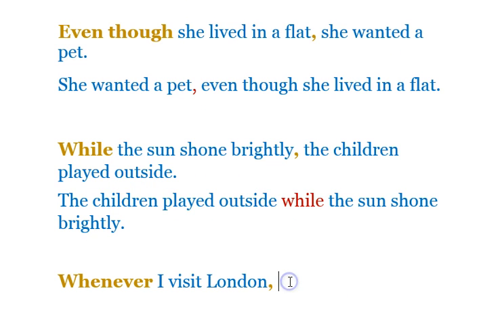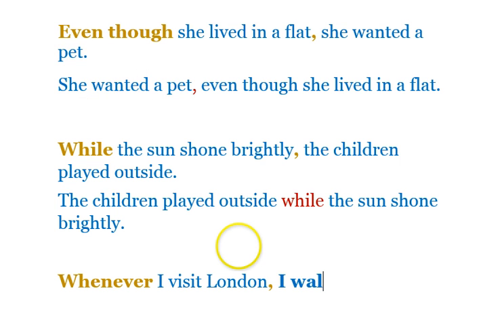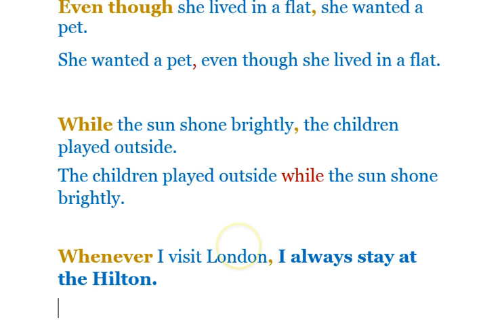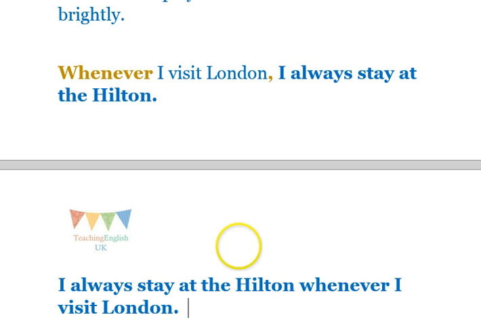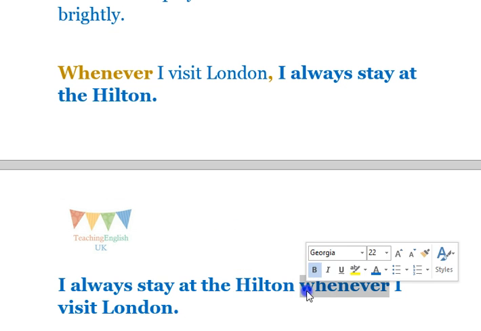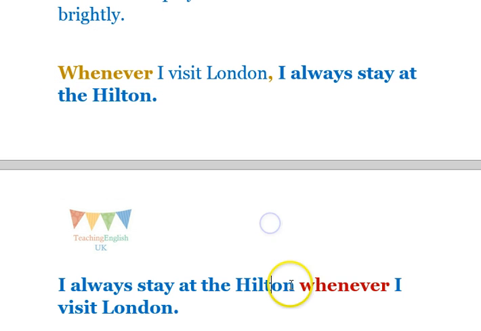Next example: whenever I visit London, that's your subordinate clause. I would like to change the colour here. I always stay at the Hilton. We can flip it: I always stay at the Hilton whenever I visit London. Again, here's your subordinate clause, and you don't need a comma as there's no pause or contrast there.